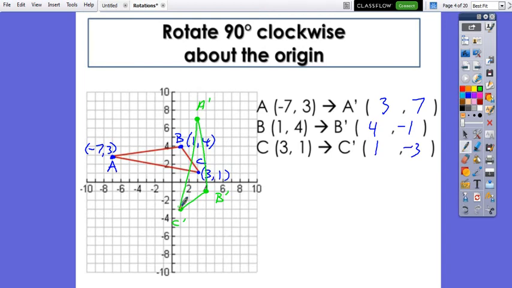Now, I want you to notice that if you understand a few of the concepts of rotations, you can get an idea of where it's going to be before you ever do the graph. If this A value is in this quadrant, the second quadrant, and we rotate 90 degrees clockwise, it's going to be one quadrant over, because 90 degrees is one quadrant over. Same thing with point B and point C.